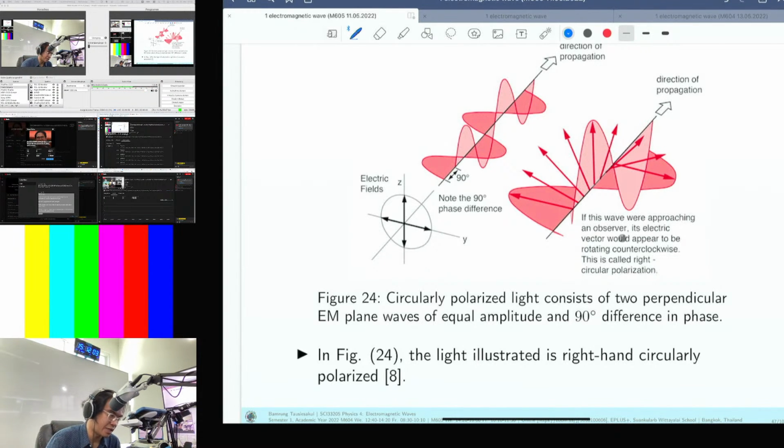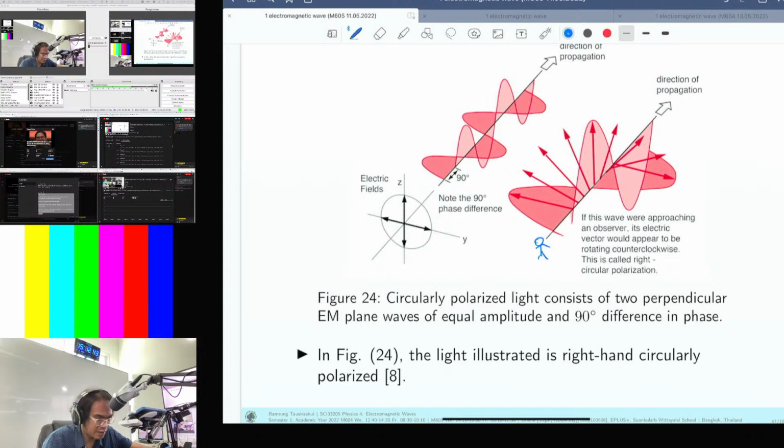And what is the reason why we say right hand? Because if you stand here and use your right hand, your thumb direction lies this way, and your remaining four fingers will represent the direction of the rotation of the electric field, and that's why we call it right hand. If you rotate your right hand, you will get the direction of the electric field.